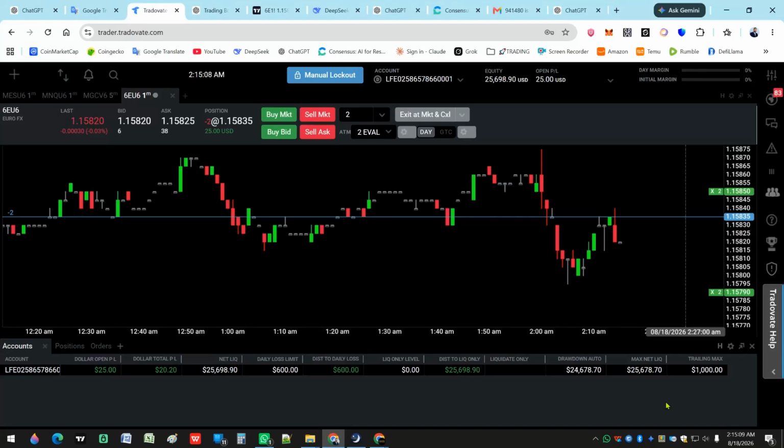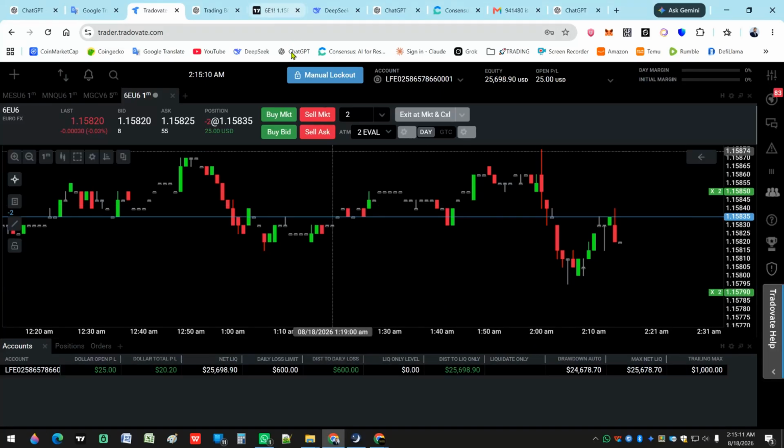I'm using the paid version of GPT, $20 a month. But in the future, I'm planning to pay for Claude and Grok probably too. Let's see.